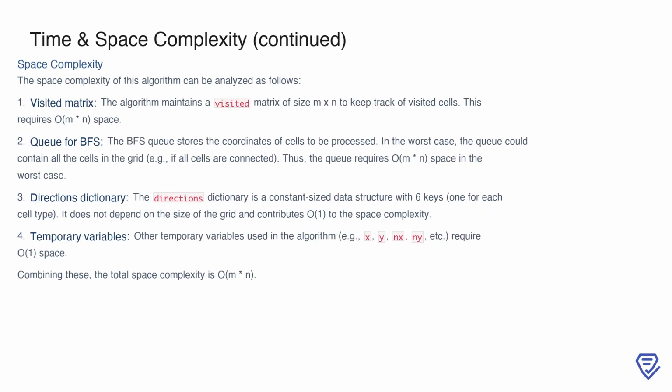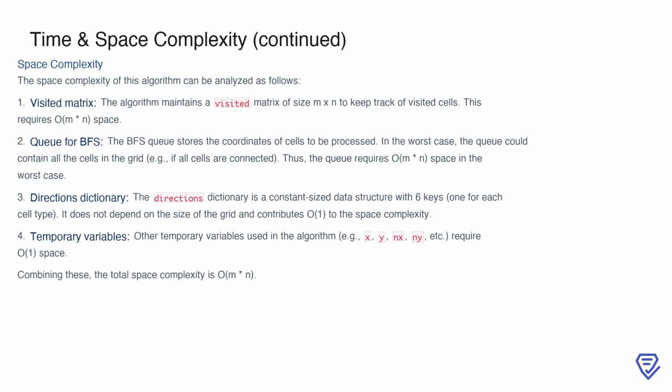The space complexity of this algorithm can also be analyzed in several parts. First, the visited matrix is used to track which cells have been processed. Since this matrix has the same dimensions as the grid, it requires O(m*n) space. The BFS queue, which stores the cells to be processed, can grow to contain all cells in the grid in the worst case, such as when all cells are connected, contributing another O(m*n) to the space complexity.